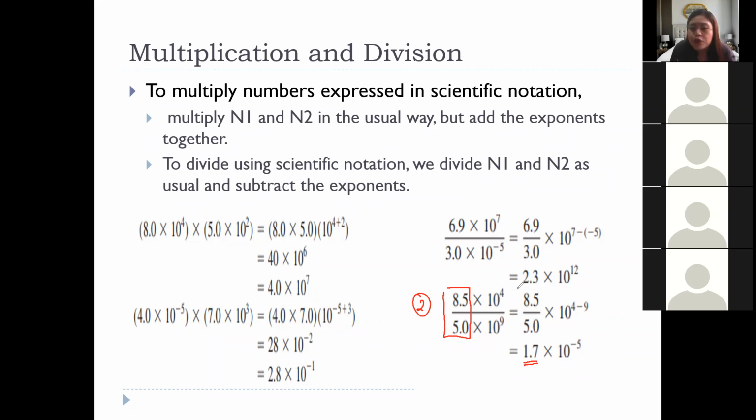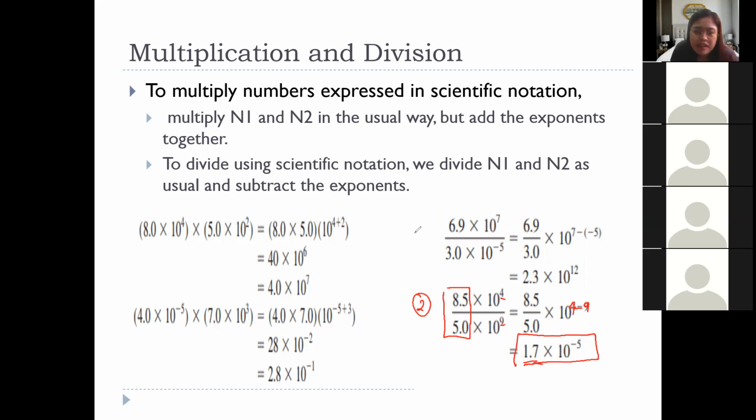And what are we going to do with the exponent? We have 4 minus 9. So, 4 minus 9 is of course negative 5. So this is already correct. No need for adjustment again because this is 1.7, it is already within 1 to 9. So always remember, the one on top comes first, 4 first and then minus the one on the bottom.